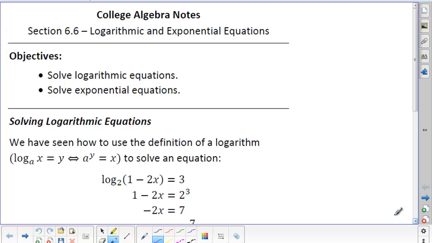Section 6.6 is the last section in Chapter 6, and we're going to finish out looking at how to solve some logarithmic equations and some exponential equations. We've already seen a few of these kinds of problems, but knowing what we know from Section 6.5 now opens up a whole new set of problems that we couldn't answer before. And so that's what we're going to look at in Section 6.6.